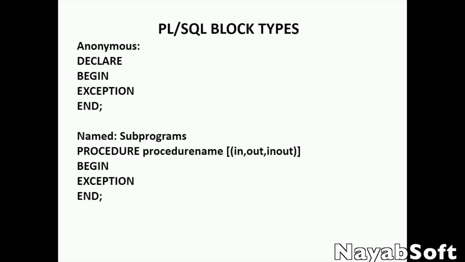We can divide blocks into two types: an anonymous block and named block. Anonymous block doesn't have any name, so it's not saved in the database. Once it executes, it can't be called again. These anonymous blocks can be executed or submitted by using SQL Developer or SQL command line like interactive tools.